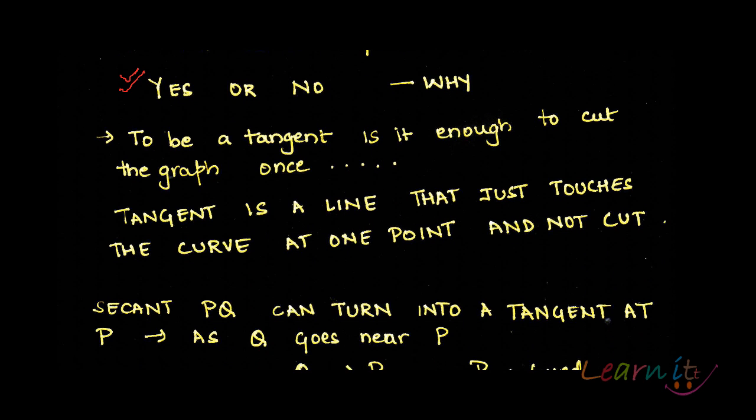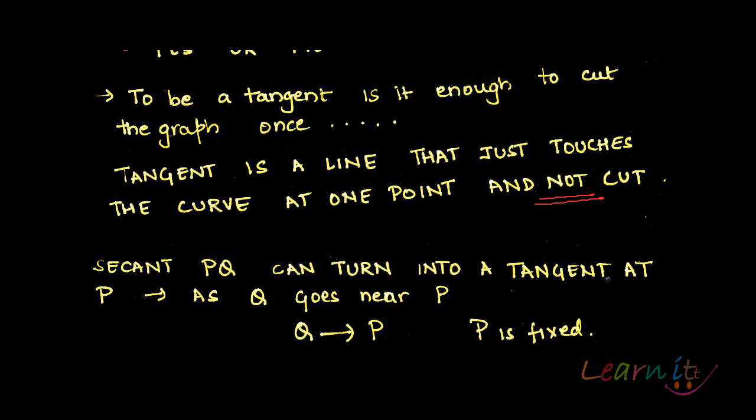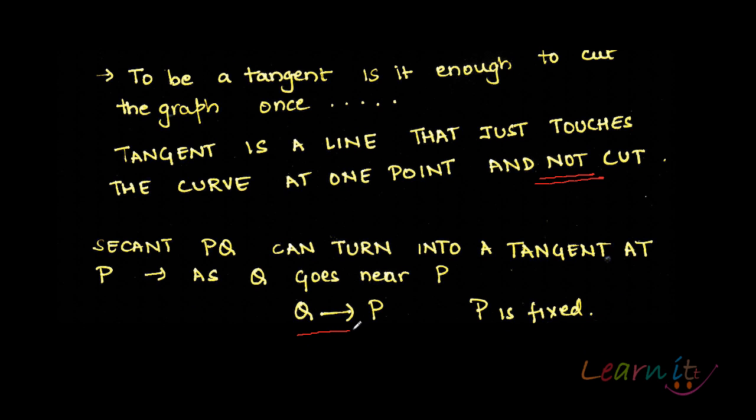To be a tangent, is it enough to cut the graph once? No. The tangent is just supposed to touch the curve at one point and not cut it, okay? And "not cut" is a very important phrase here. The secant PQ can turn into a tangent at P as Q goes near P. So what has to happen? Q has to go near P, where P is your fixed point, the point where I want to locate a tangent.